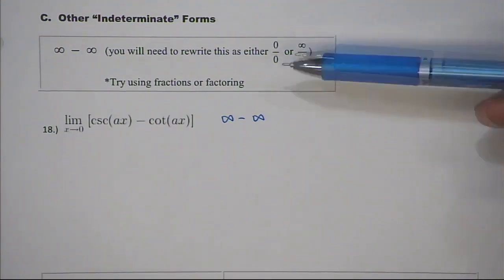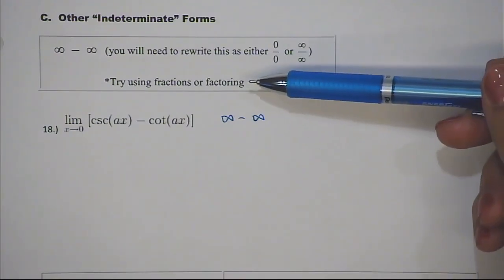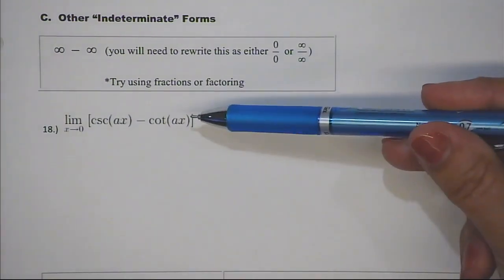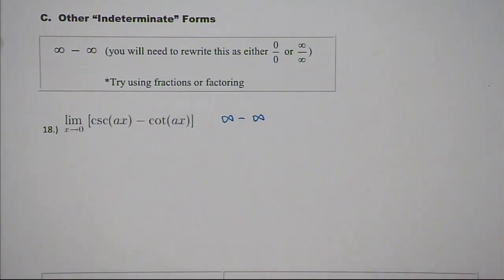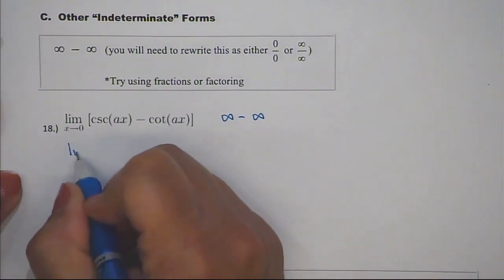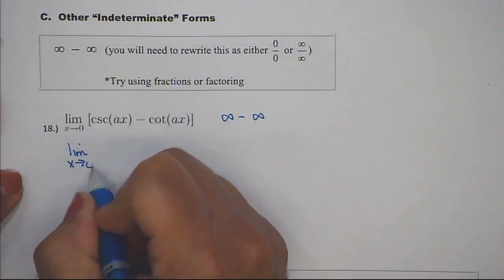All right, so there's only two ways to do that. You can either factor, which I can't factor anything out of here, or I could use fractions. And in this case, I can use fractions because both cosecant and cotangent can be written in fraction form. So let's see what that looks like. So the limit as x goes to 0.